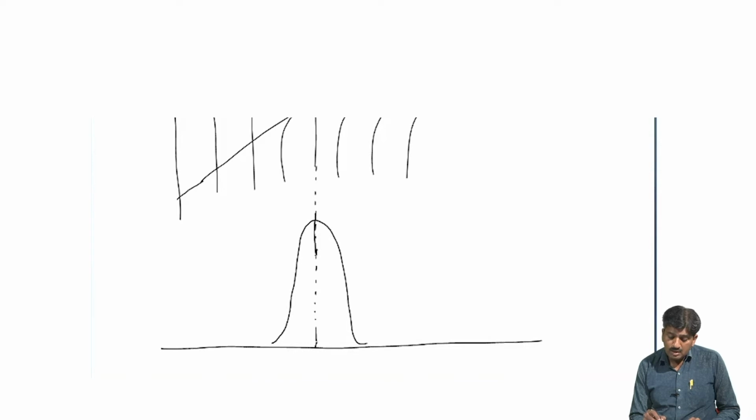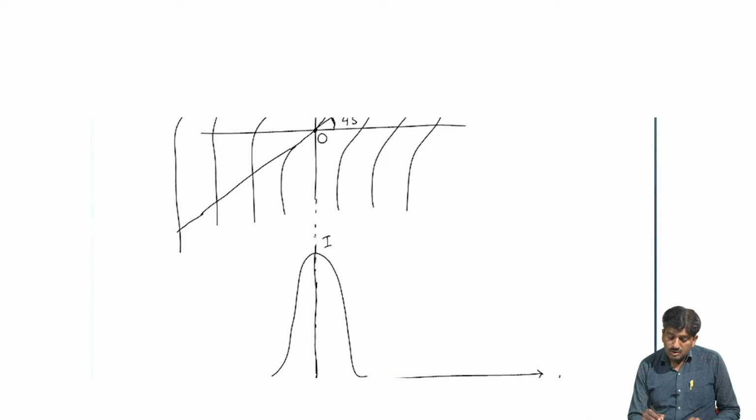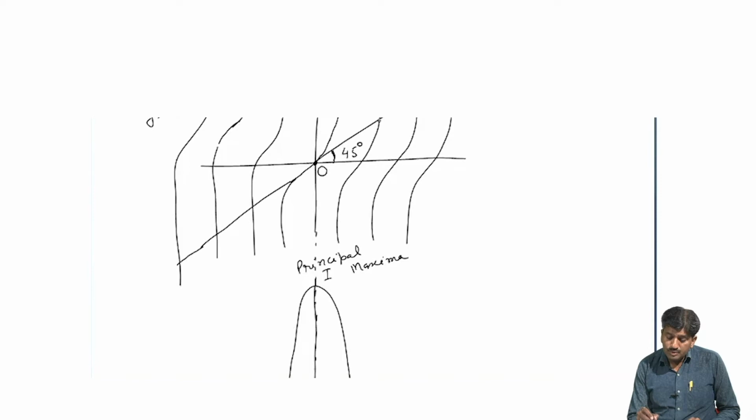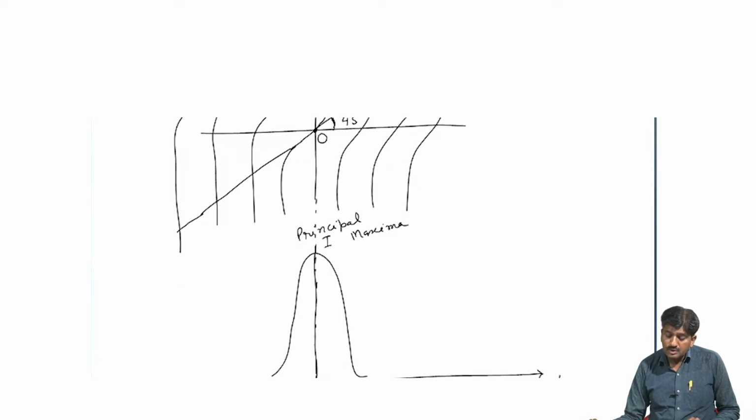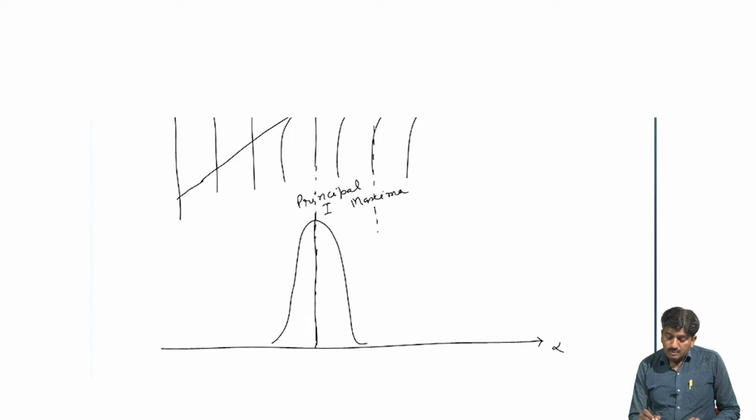This axis represents intensity and this axis represents alpha, and this location represents the position of the principal maxima. This is the position of the next intersection, and it represents the first order secondary maxima.